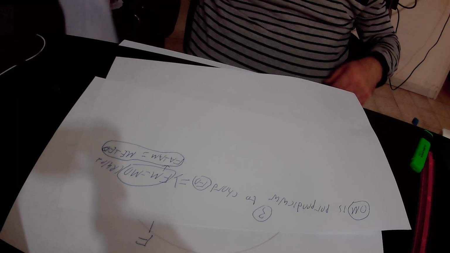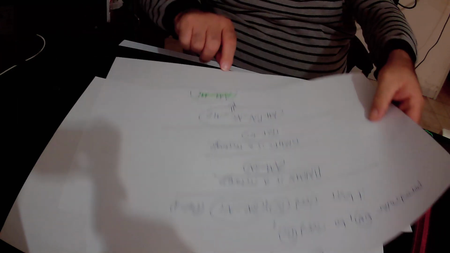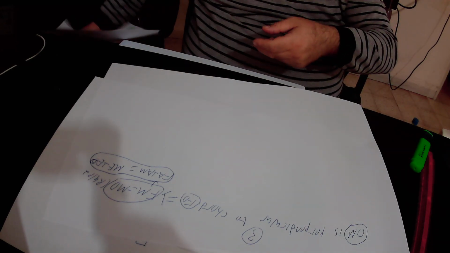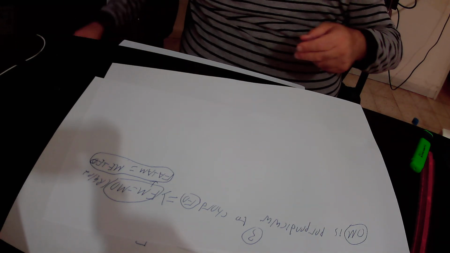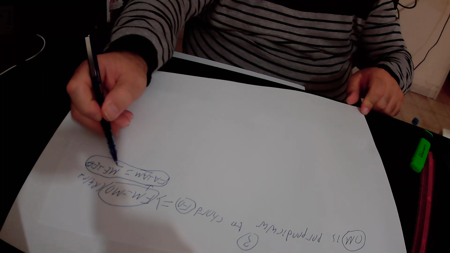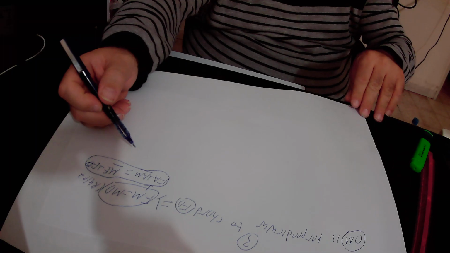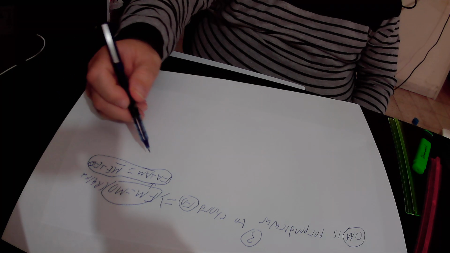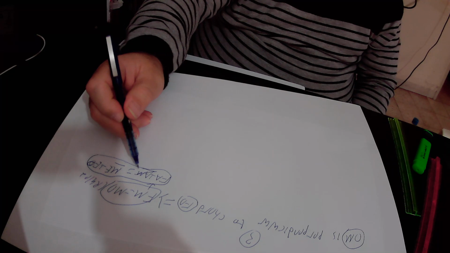But we have already found out that AM equals ME. Here, line segment AM equals line segment ME. And because the two line segments are equal to each other, we can cancel them out.